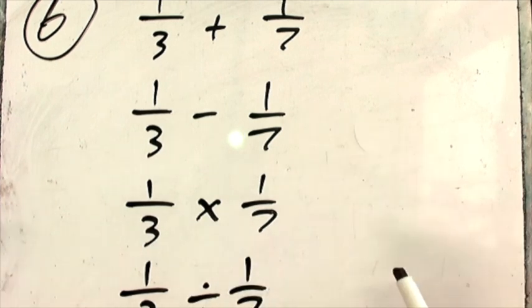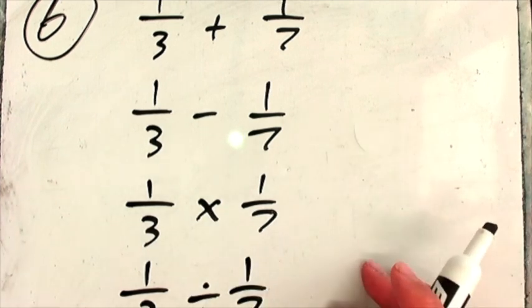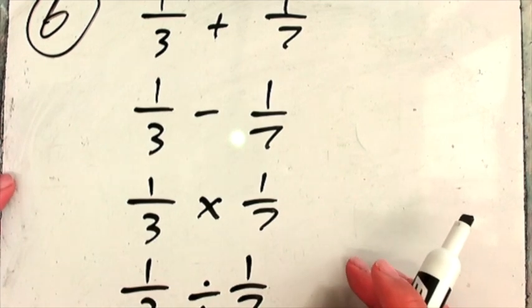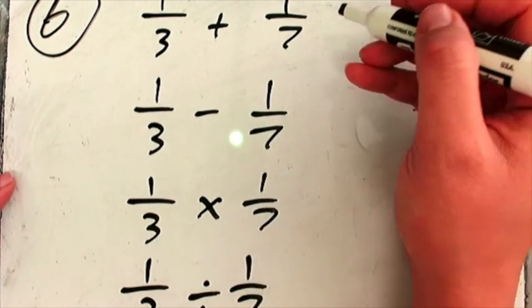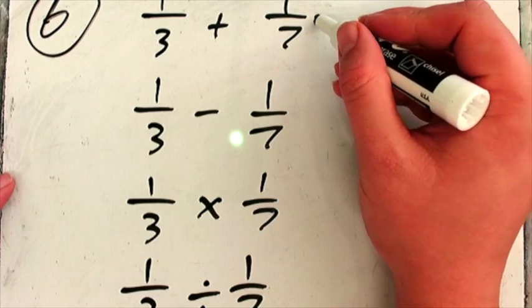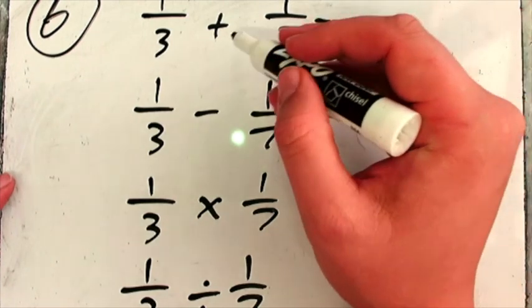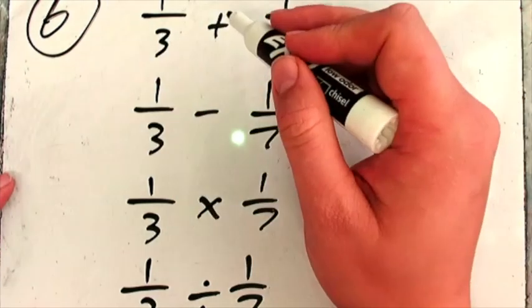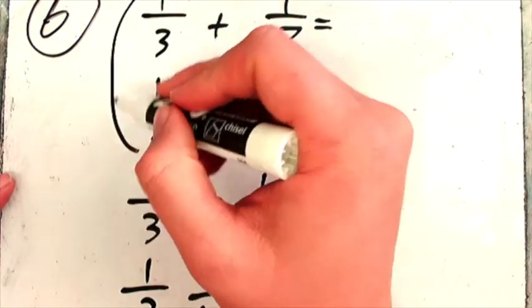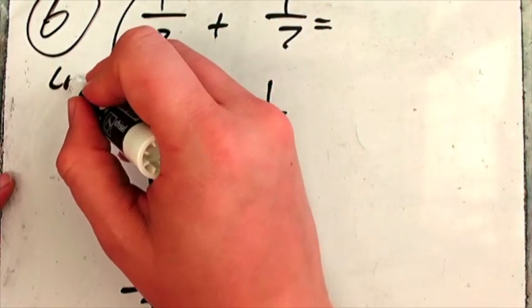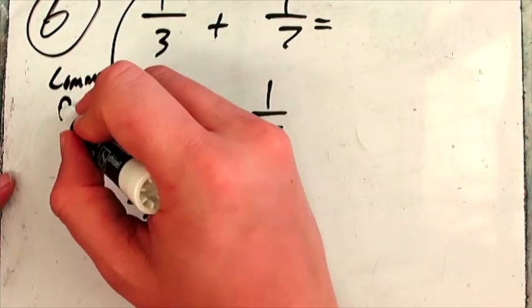This is reviewed longer in other videos. It should be assumed content knowledge at this point, but I'm going to give a quick refresher here. So what do you do? Well, for addition and subtraction, you need to put both in a thing called a common denominator.